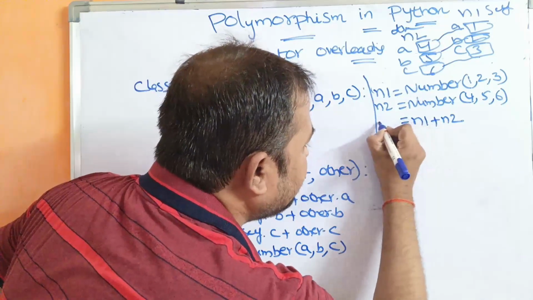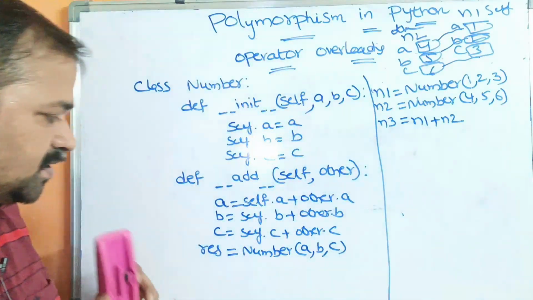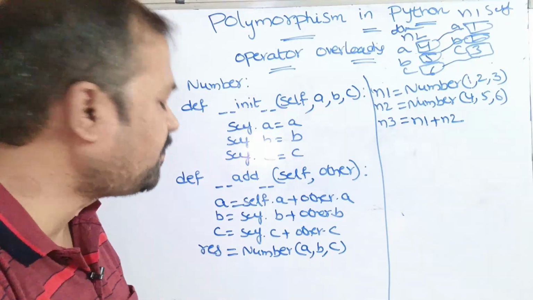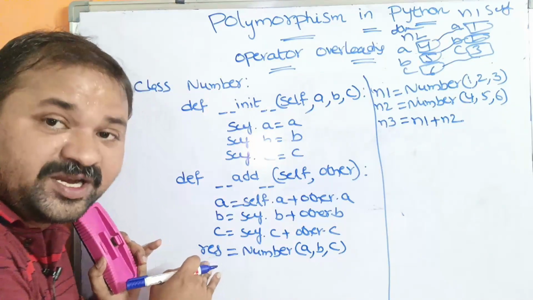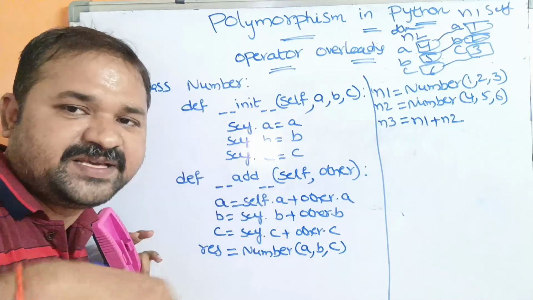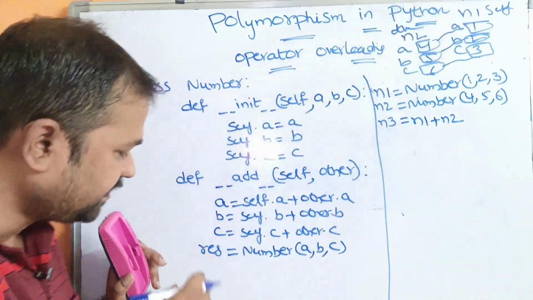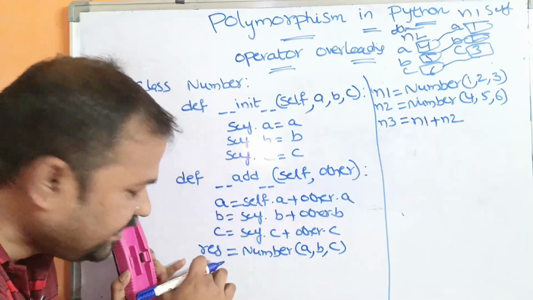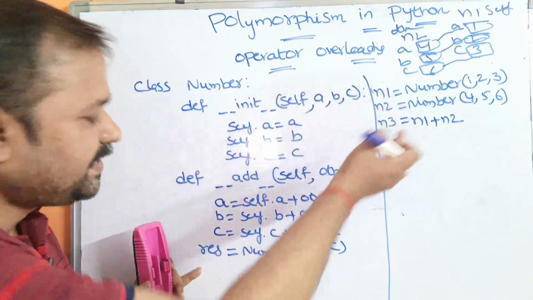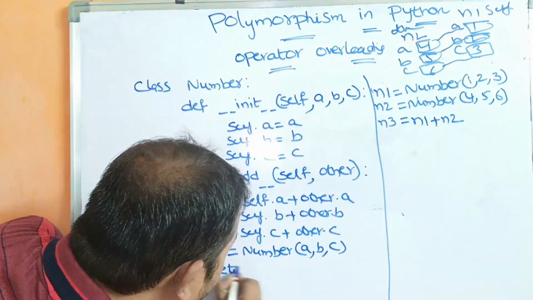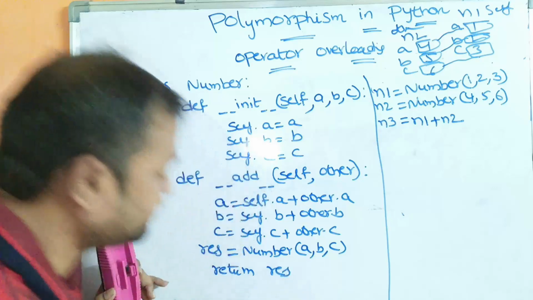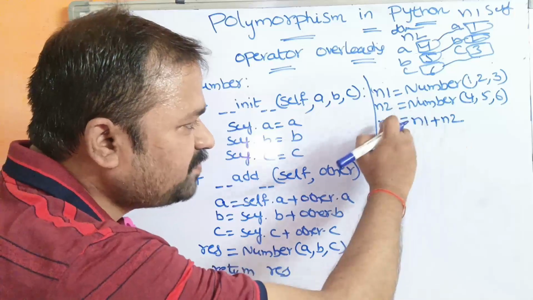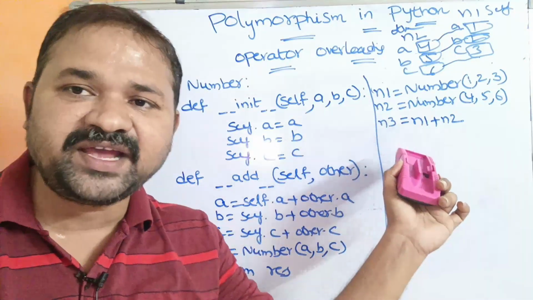Now on the left hand side, let us use N3. So what is the value of A, B, C? This addition gives 5, 7, 9. Now that result is available in res. So whenever the statement is executed, the corresponding result is stored in this variable. So now res will be returned. For returning res, let us use the statement return res. Then the res value will be returned and assigned to N3. Now the result is available in N3.